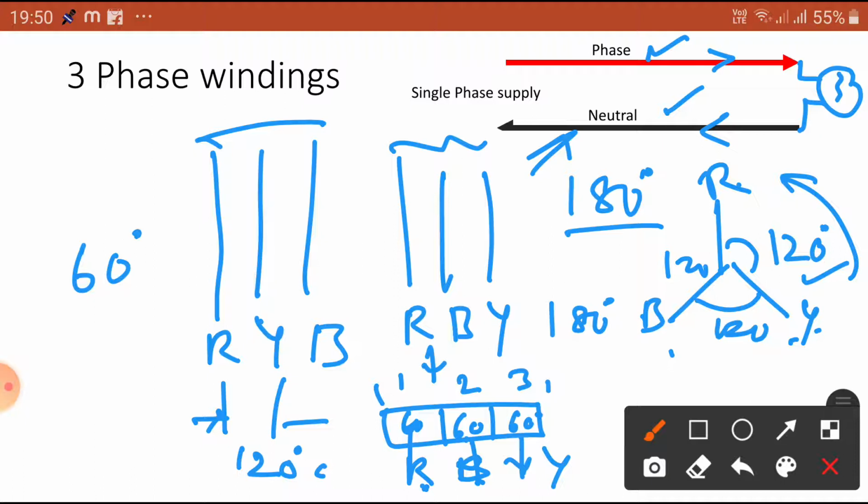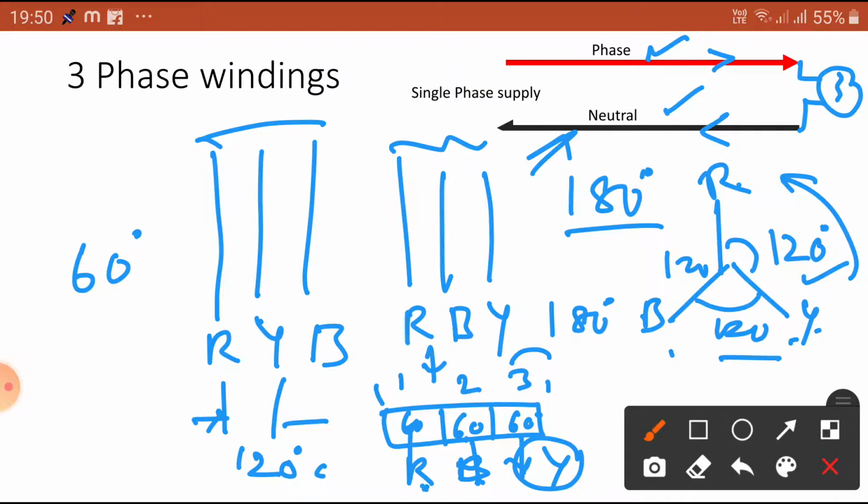So, this is the logic. When the 3 windings start from slot number 1, 2 and 3 here, for 3 phases the phase angle between the 2 adjacent windings must be 120 degrees apart. This can be achieved by reversing the connection of the third winding. This is the third winding, and we take the direction of the current in that winding as reverse to the previous 2 phases.